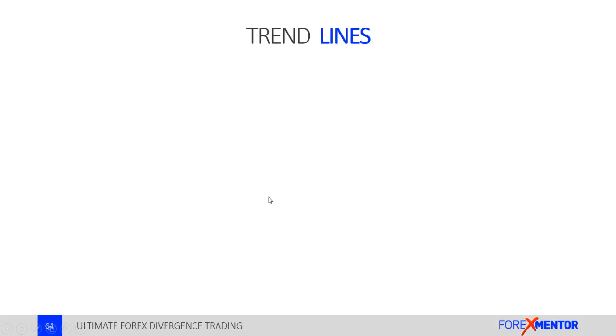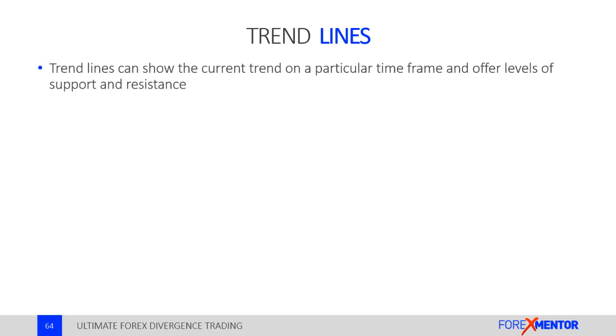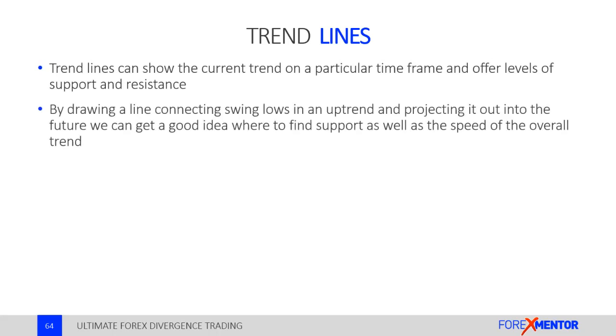Trend lines. Everybody's pretty familiar with trend lines, I think, if you've been around the trading world for any kind of time. Trend lines can show the current trend on a particular time frame and offer levels of support and resistance. By drawing a line connecting swing lows in an uptrend and projecting it out into the future, we can get a good idea of where to find support as well as the speed of the overall trend. So it gives us a support and resistance factor, a supply and demand factor, as well as a speed factor, so a timing type of factor.